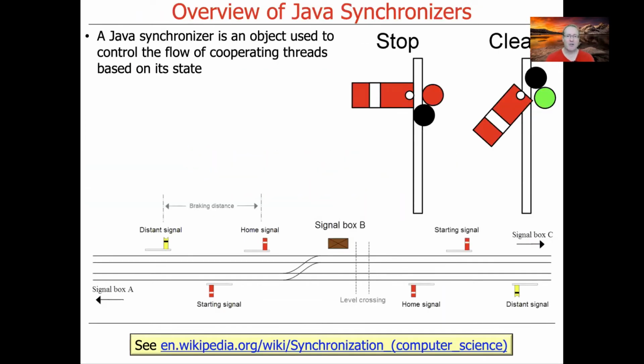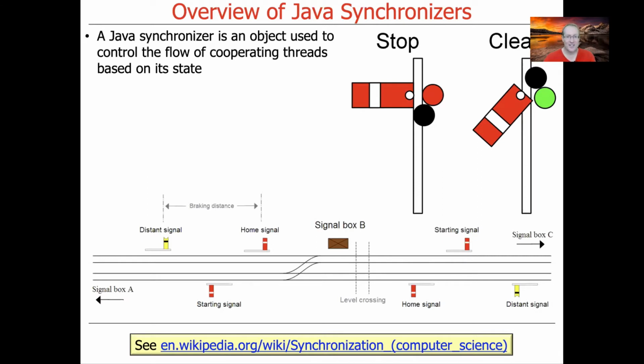So what is a Java synchronizer? A Java synchronizer is an object, typically an object that's shared between multiple threads in a process, that is used to control the flow of cooperating threads based on the state of the synchronizer.